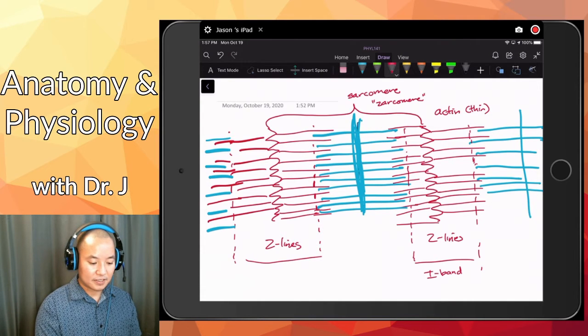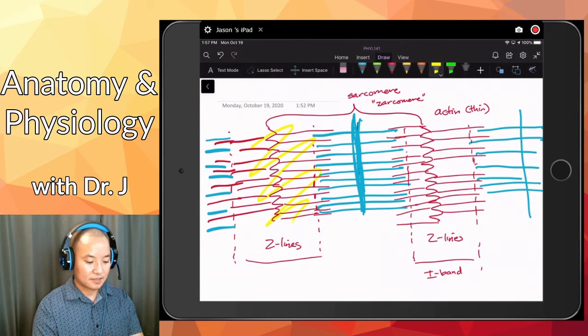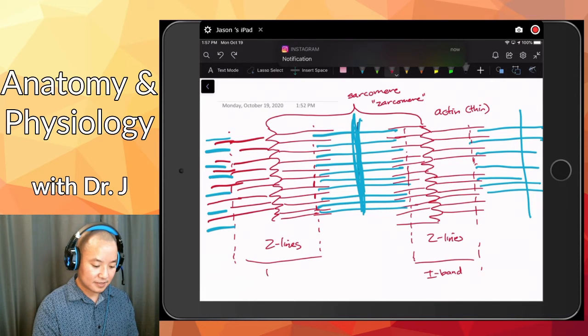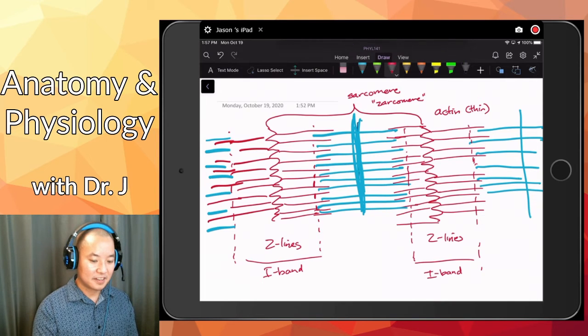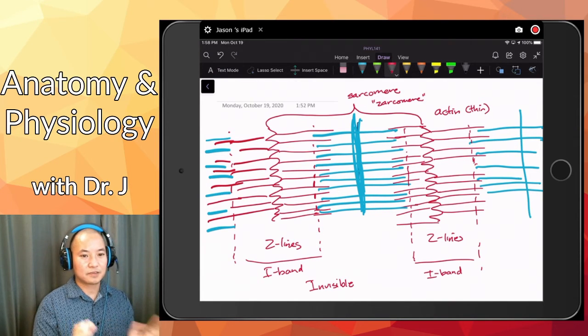So the I band, you notice, contains only thin filaments. Only thin filaments in the I band. So when I think of the I band, I think of it as so thin, they're almost invisible. And if you look at them on that electron microscope picture, notice that these are the lighter colored areas of that electron microscope picture.